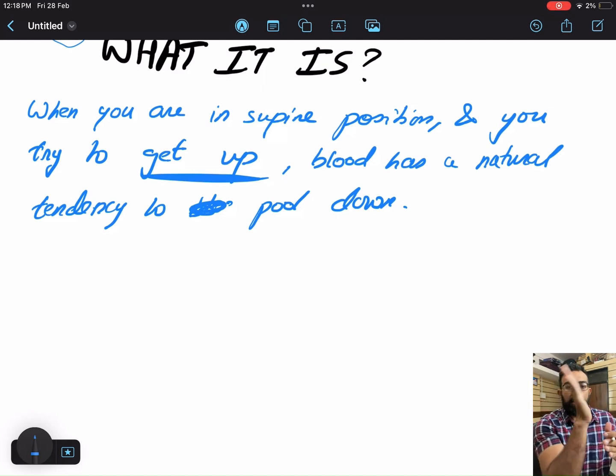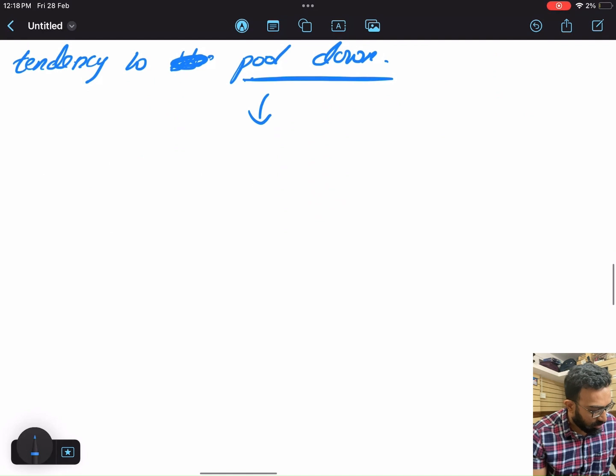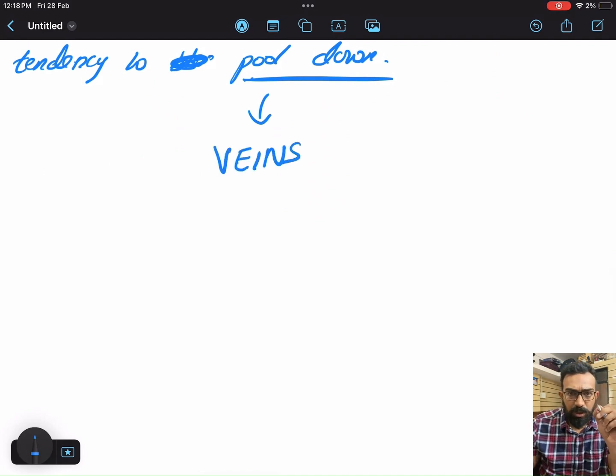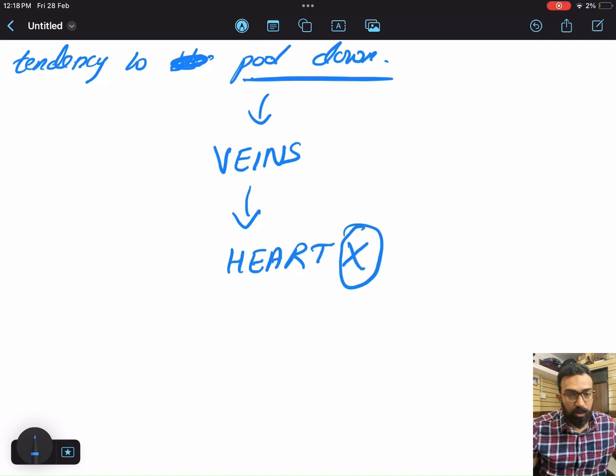If somebody goes from lying down to standing, obviously the blood is going to pull down because it is a liquid. Any liquid from sleeping to standing position will pull down. But where does this blood get pulled down? It gets pulled down in your veins. So if all the blood or a major portion of blood is pooled within the veins, will the blood go back to the heart? No, it will not go back to the heart.